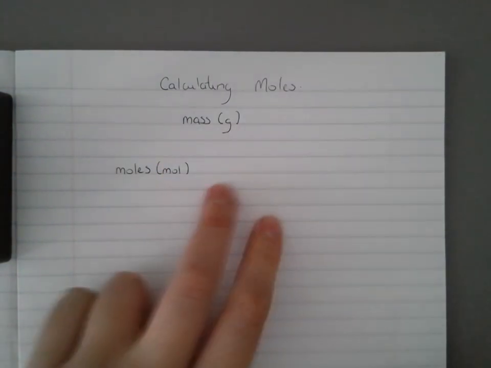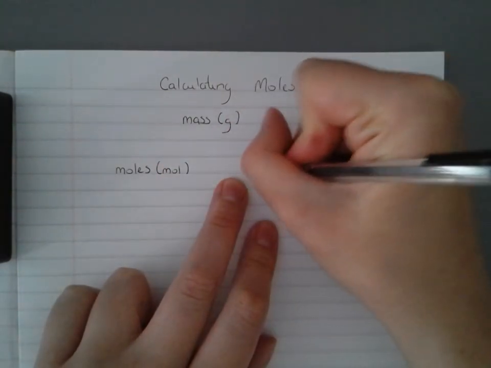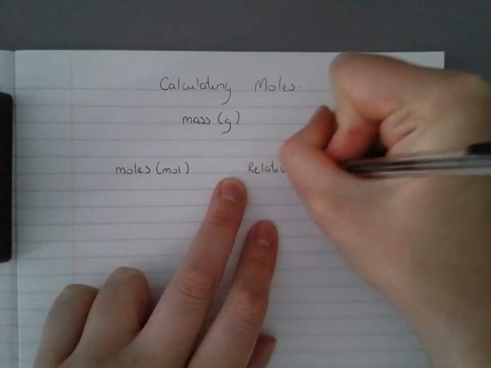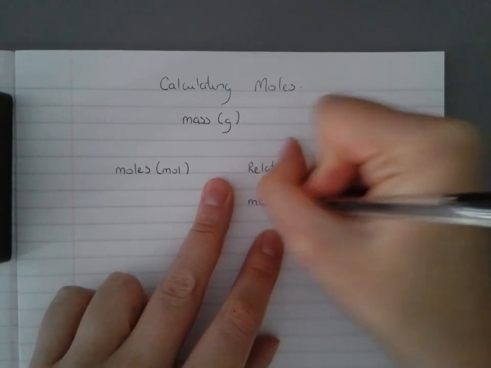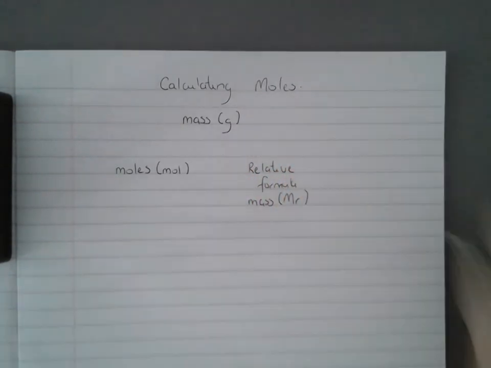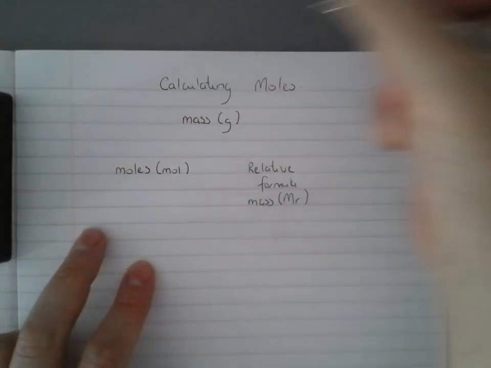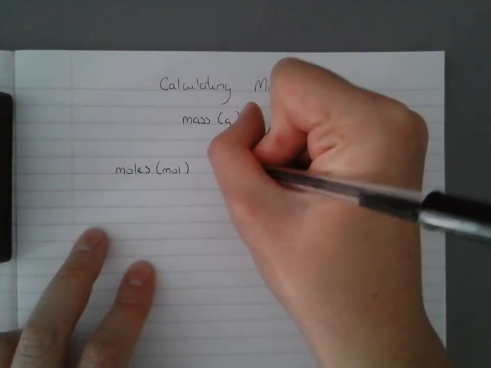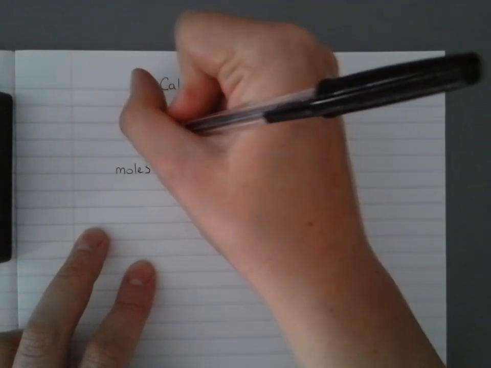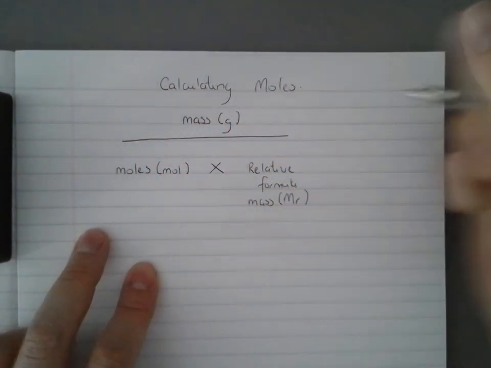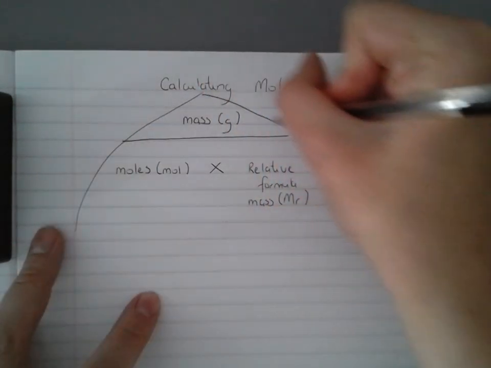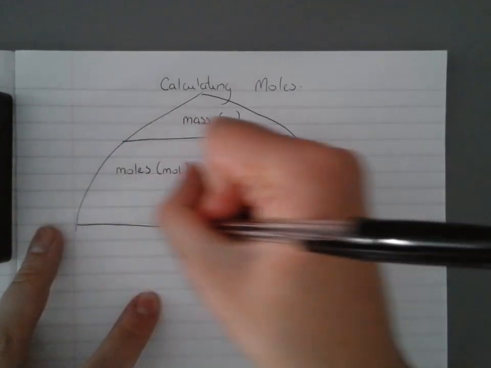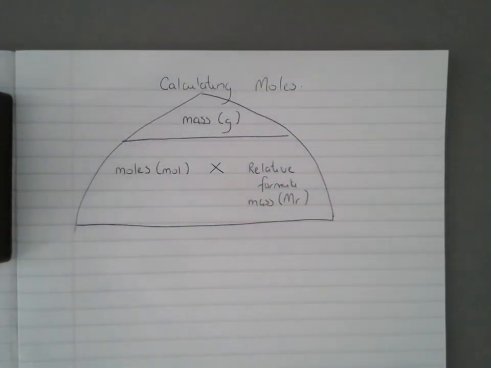And over on the other side, I am going to put what we looked at in the last video, which is relative formula mass. And this can be abbreviated to Mr. I'm going to draw this, my triangle's a bit of a mess, as a triangle. So that would be multiplied. This would be divide, and okay, mine isn't really going to look much like a triangle. Try and make yours look more like a triangle. And this is going to be a formula triangle, okay, with mass at the top, moles and relative formula mass at the bottom.